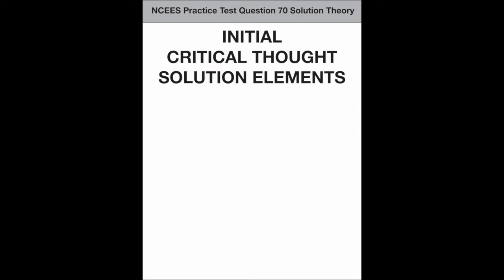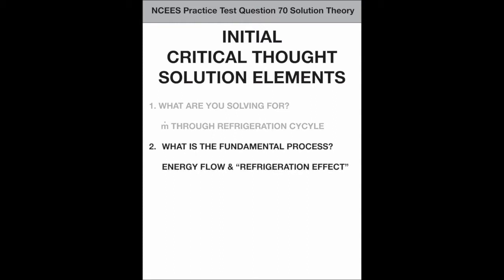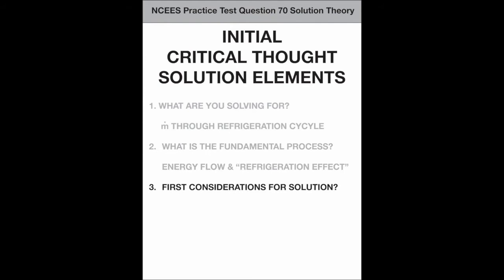Initial critical thought solution elements. 1. What are you solving for? The mass flow of a refrigerant as it travels through a refrigeration cycle. 2. What is the fundamental process? Energy flowing through a refrigerant, and what is called the refrigeration effect. 3. What are the first considerations to find the solution in connection to the fundamental process? Appropriately placing a mechanical refrigeration process on a pressure enthalpy diagram.